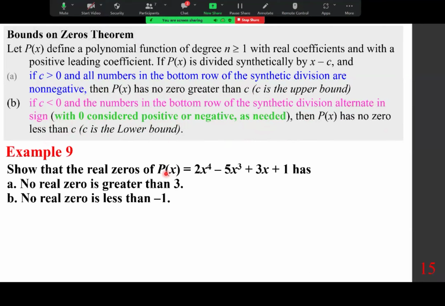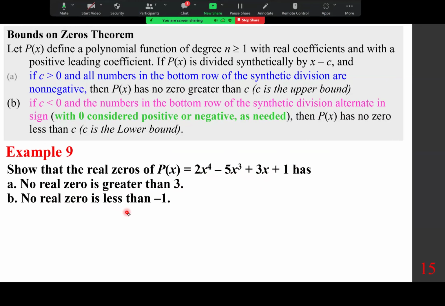We want to show that this function P of x equals 2x to the power of 4 minus 5x cubed plus 3x plus 1, okay, has no real zero greater than 3 and no real zero less than -1. That means the bound. The importance of that is that if there is no real zero larger than 3, when the rational zeros are done and you have numbers larger than 3, you don't have to worry about them. Okay? And no real zeros less than -1.